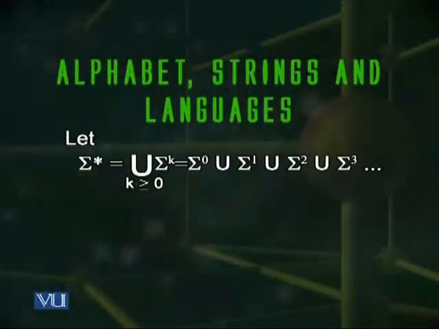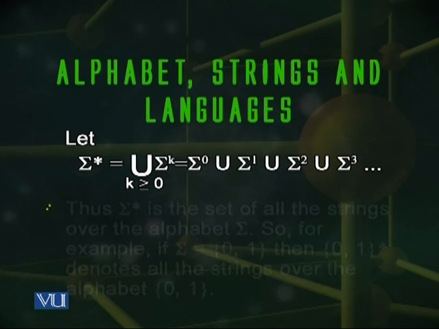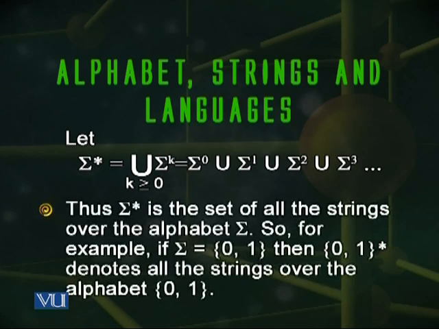Next, we come to a very interesting concept. We will let sigma star denote the union of all these sigma k's. So sigma star is the set of all strings over the alphabet sigma. Formally, sigma star is the union of sigma to the 0, sigma to the 1, sigma to the 2, sigma to the 3, and so on. This set consists of all strings over the alphabet.